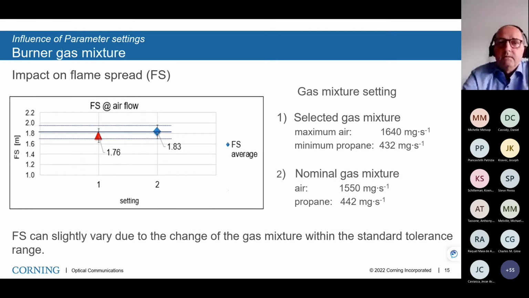The flame shape can vary due to change of gas mixture, as we have seen before. Does this impact the flame spread? In this case, a gas mixture was selected with the maximum airflow rate on one side and the minimum propane flow rate on the other side, according to allowed standard tolerances. The result of flame spread with this gas mixture is again slightly lower, by about 0.1 meter, compared with the flame spread at nominal parameter setting, as seen in the plot. This should demonstrate that the flame spread can slightly vary due to the change of gas mixture within the tolerance range.